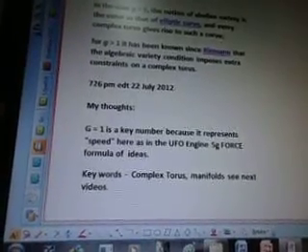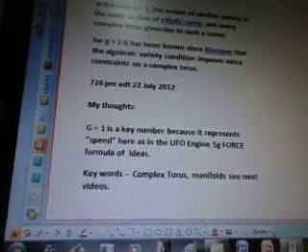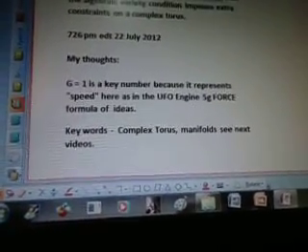7:26 p.m. on July 22nd. My thoughts: g equals 1 is a key number because it represents speed, here as in the UFO Engine 5G force formula of ideas. The key words are going to be complex torus manifolds. You'll want to see those definitions in the next videos. Thank you for watching.